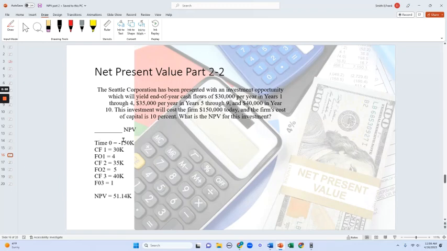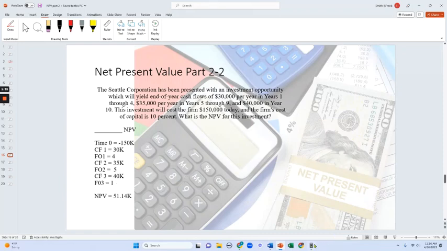So you can see at timeline 0, there was no change in working capital or anything. It's simply the $150,000. And when you see that it was a $30,000 positive cash flow in years 1 through 4, CF1 was $30,000, and the frequency is 4. The next cash flow is $35,000 for years 5 through 9, so 5, 6, 7, 8, 9. So that is a CF2 of $35,000 with a frequency of 5. And then a CF3 of $40,000, the final cash flow, and a frequency of 1.